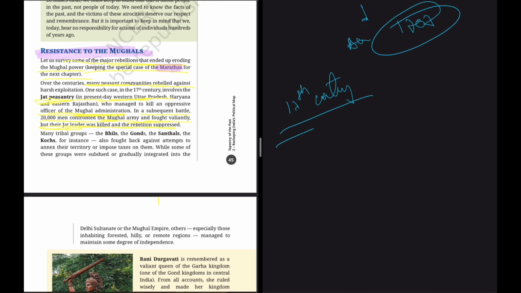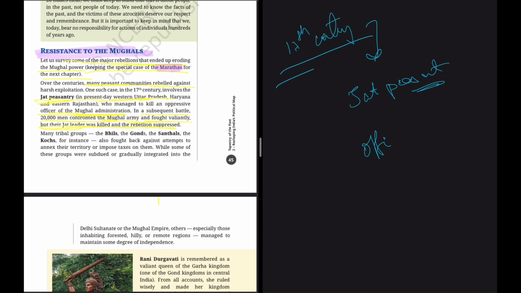So one such great rebellion happened in the 17th century, involving the Jat peasantry in present-day western Uttar Pradesh, Haryana and eastern Rajasthan, who managed to kill an officer of the Mughal administration. They also confronted 20,000 men of the Mughal army and fought bravely, but their rebellion was suppressed when their leader was killed.